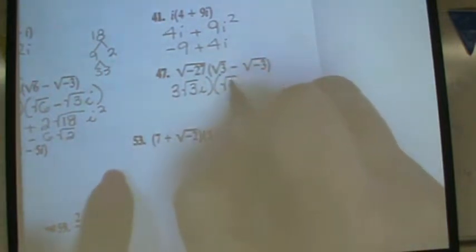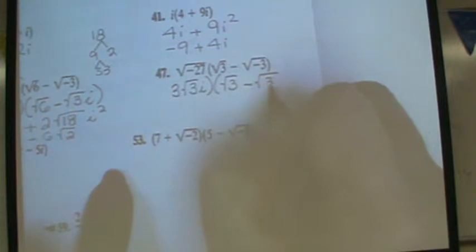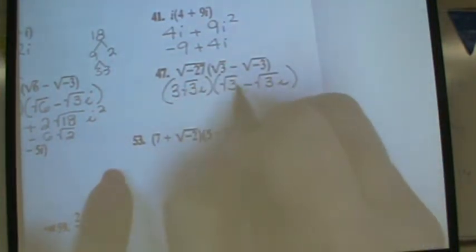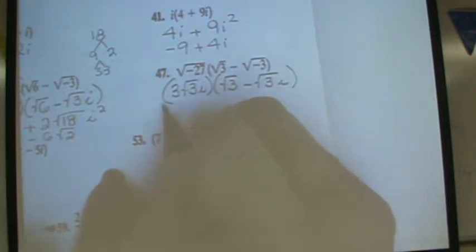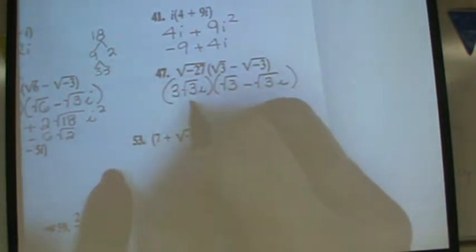27, pull out the 3. You have a 3 remaining, but you have an i. This is root 3, and then root 3i. So when you multiply these two, that 3 is going to come out. So 3 times the 3 is 9.